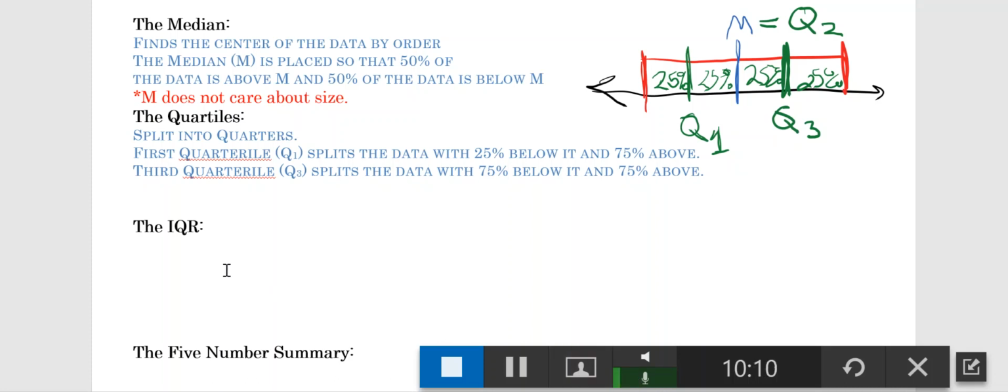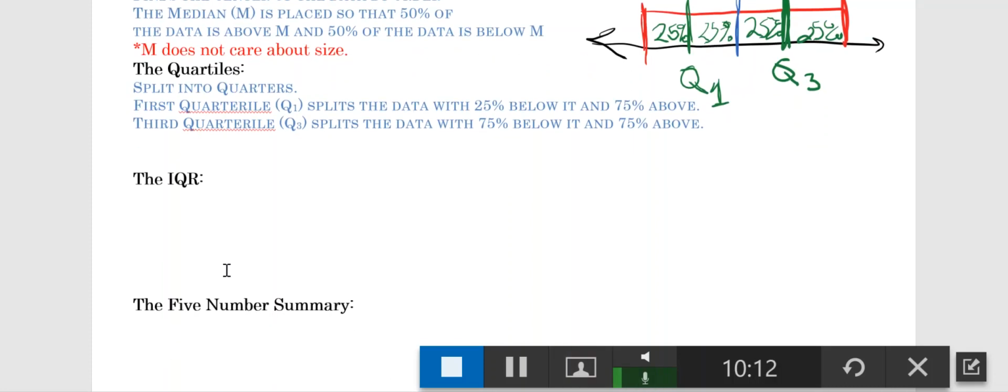All right, so the other way we can use this is we can use the quartiles to describe spread. So IQR is the interquartile range.